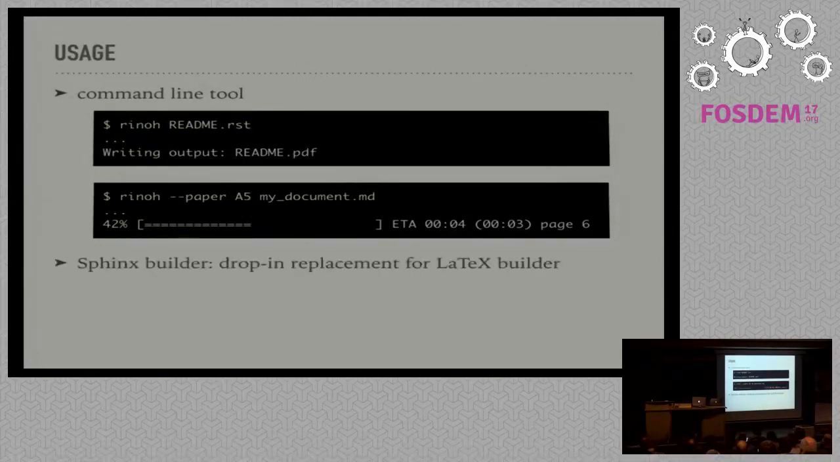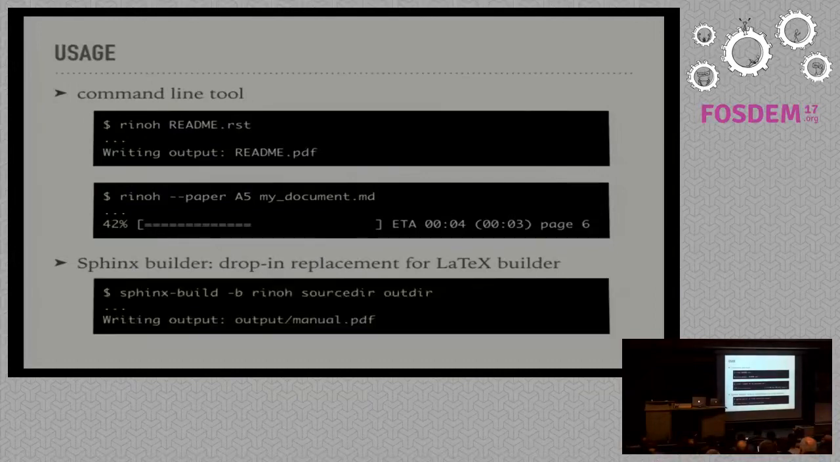Besides the command line tool, there is also a Sphinx builder. This is basically a drop-in replacement for the LaTeX builder, so you no longer require a large LaTeX installation to produce PDFs from Sphinx. You can use it like this, using the sphinx-build command. You just pass rinoh to the builder option of sphinx-build, along with the source directory and the output directory. I will also give an example of this further on.